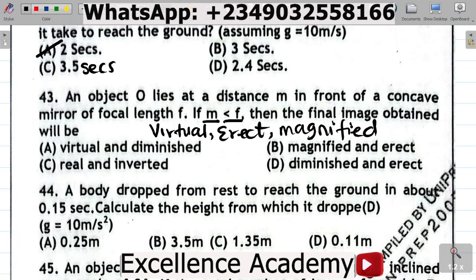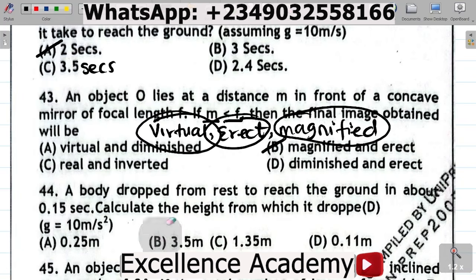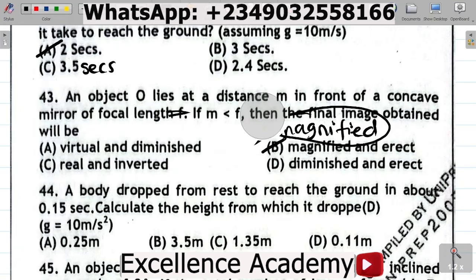So the correct answer would be B, magnified and erect. It matches magnified, it matches erect. But take note that it can also be virtual too. All right, but let's take B. That's magnified and erect. That's the correct answer.